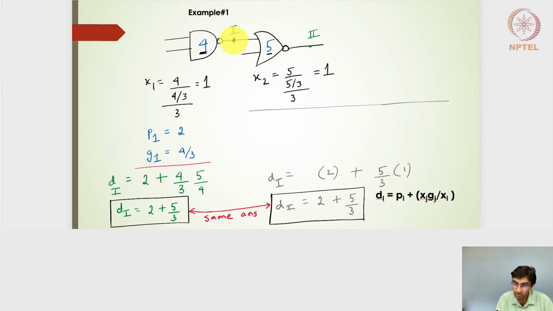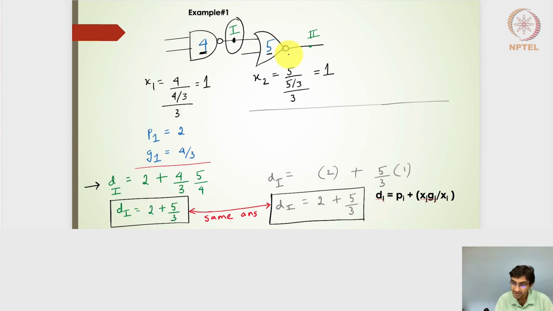Right? So let's take an example where I need to find out the delay of this particular node. The driving factor of this particular gate is 1. The driving factor of this particular gate is 1. That's what we had seen. The PI, that is the parasitic, is 2. The logical effort is 4 by 3. So using the linear delay expression that we had seen earlier, it is nothing but 2 plus 4 by 3 into 5 by 3, 2 plus 5 by 3.